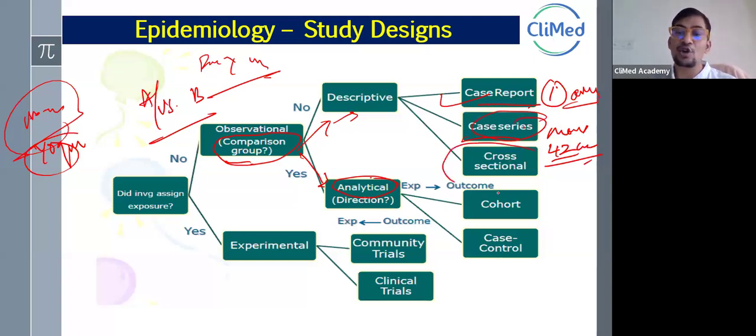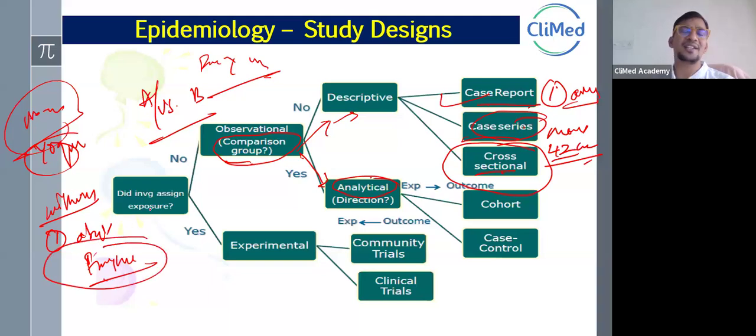Then there are cross-sectional studies. Cross-sectional studies also do not have a specific comparative group. First of all, let me tell you what cross-sectional studies are. They are done within a timeline, with one objective: to understand the frequency of the disease, or the frequency of anything related to frequencies.